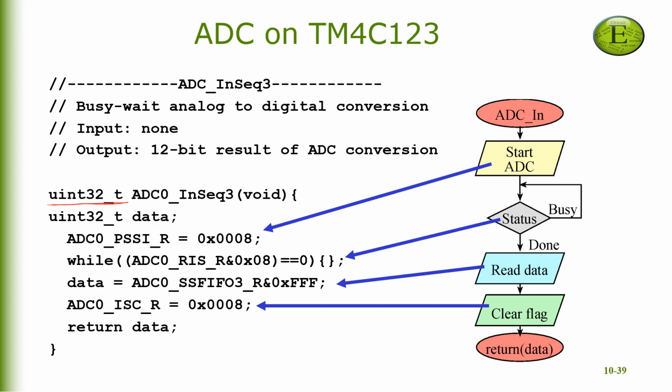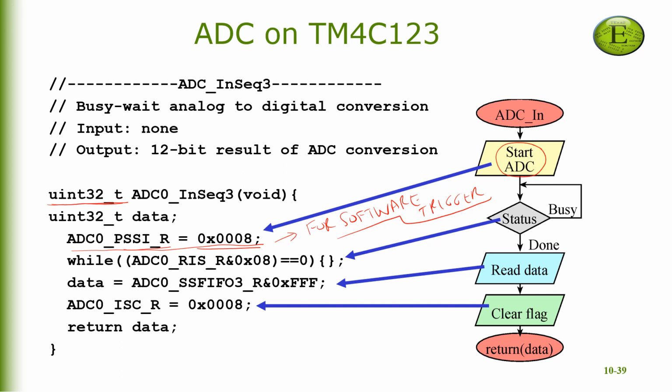The first instruction in this routine is the initiation of the software trigger. That's how you start the ADC. Remember, this PSSI register is used for the software trigger. If we want our code to trigger the ADC, to start the ADC, that instruction is going to initiate the trigger, essentially triggering sample sequencer 3.